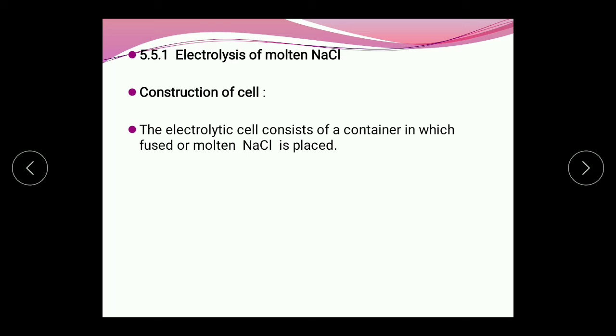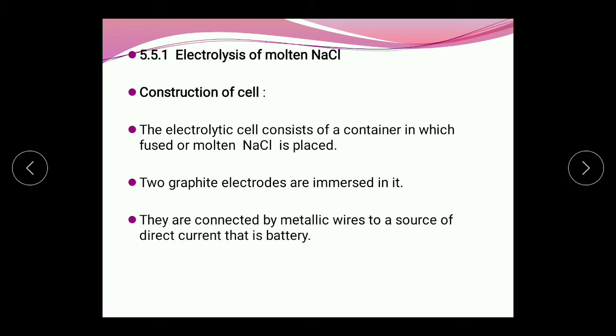Now, two graphite electrodes are immersed in it, that means dipped in it, and these two electrodes are connected by metallic wires to a source of direct current, that means a battery. Because it is electrolysis, a non-spontaneous reaction takes place here. A non-spontaneous reaction requires energy, any kind of energy.